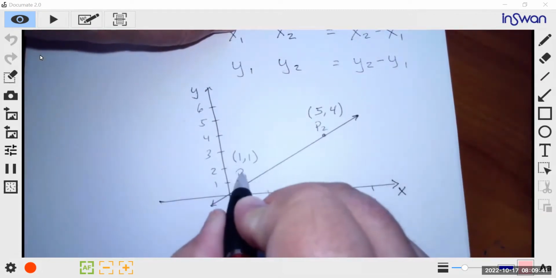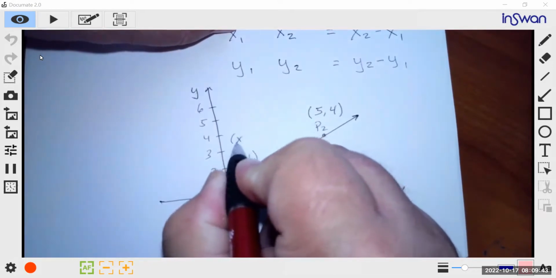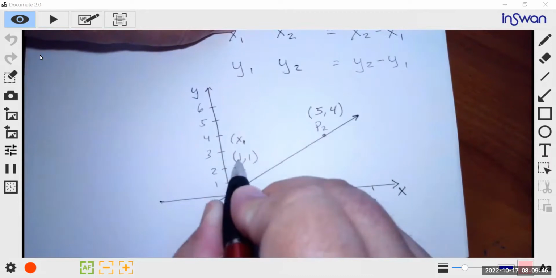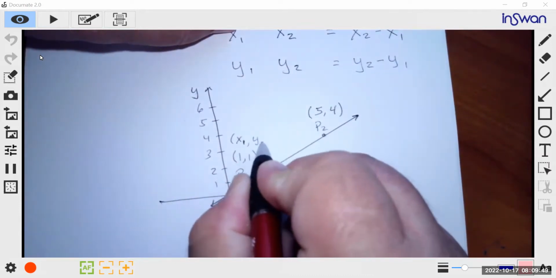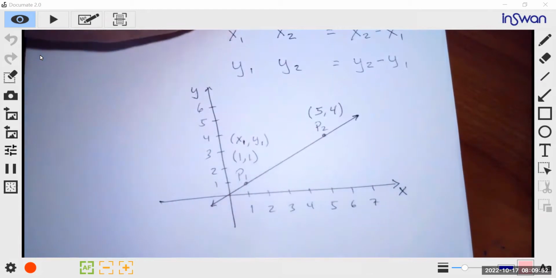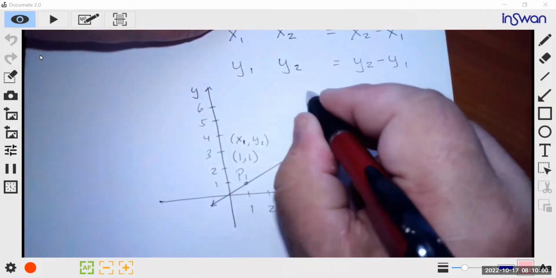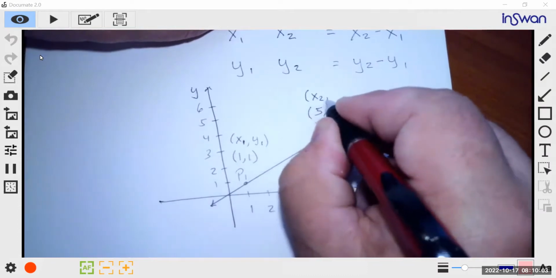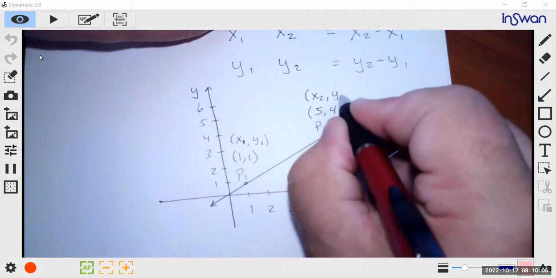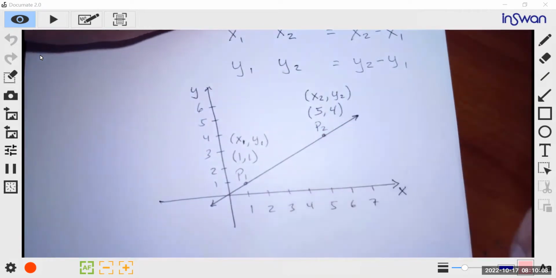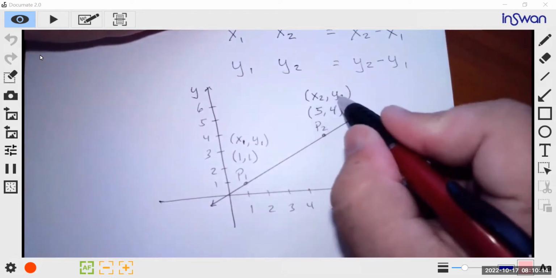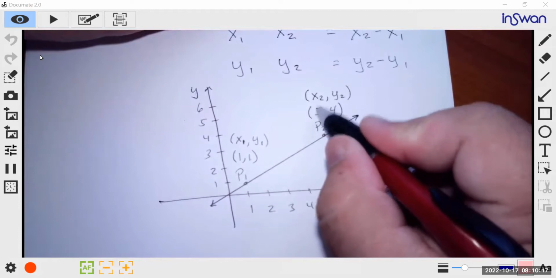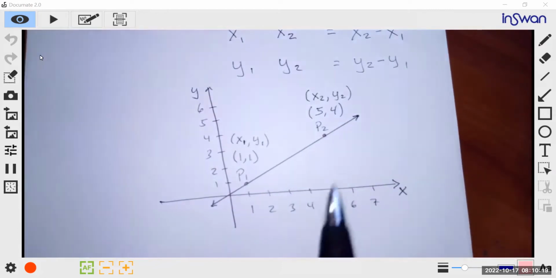Now since this is the first point, the x value of the first point is 1. The y value of the first point is 1. And this is the second point. So the x value of the second point is 5, and the y value of the second is 4. So each point has an x and y component, and those components are defined that way.